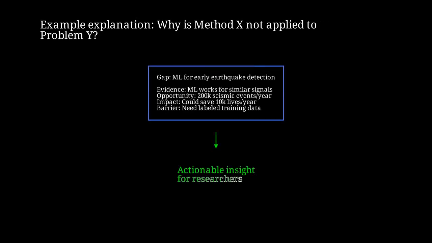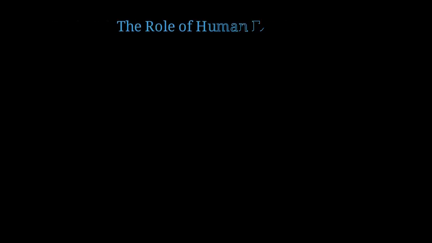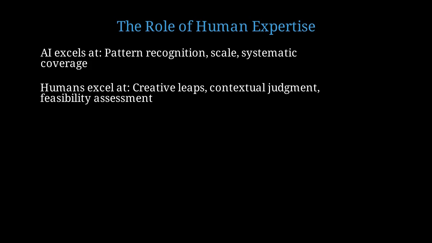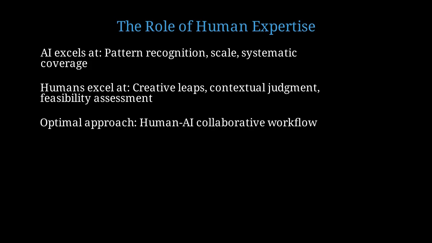This structured explanation helps researchers understand not just what the gap is, but why it matters, what evidence supports it, and what barriers exist. It's crucial to emphasize that AI doesn't replace human expertise in research gap analysis. Instead, it augments it. AI excels at pattern recognition across massive datasets, operating at scale, and providing systematic coverage of the literature. Humans excel at making creative conceptual leaps, applying contextual judgment about what's actually feasible, and understanding practical constraints. The optimal approach is a collaborative workflow where AI generates candidate gaps and humans evaluate, prioritize, and contextualize them.